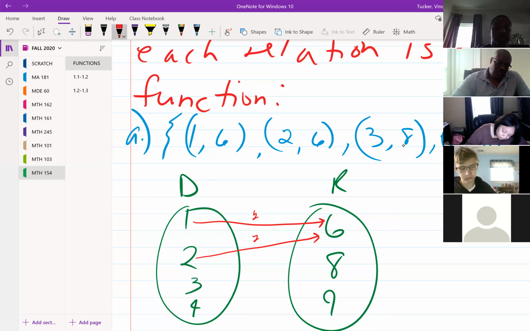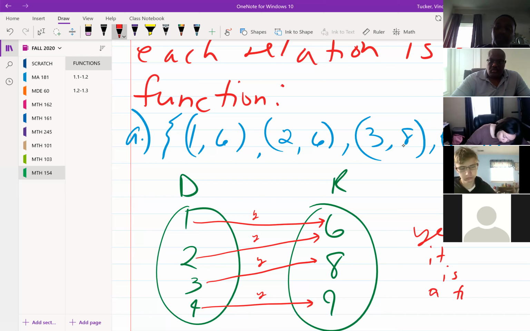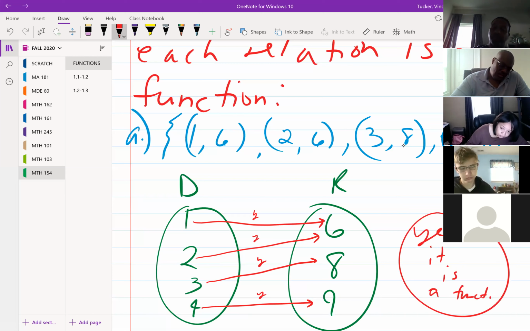Does the number 1 go to one value? Yes, it goes to 6. Does the number 2 go to one value? Yes, it goes to 6. 3 goes to one value. And then the number 4 goes to one value. So that means, yes, it is a function. Each value in the domain goes to exactly one value in the range.